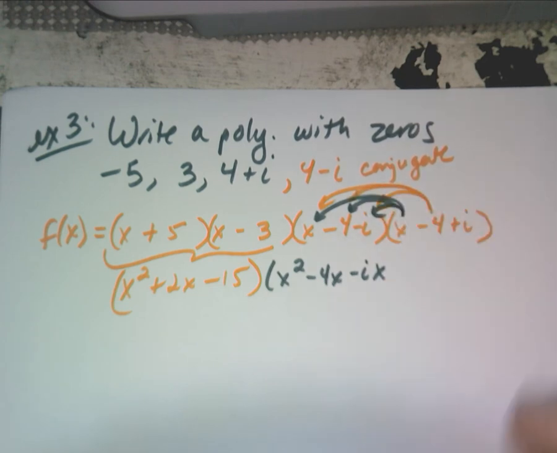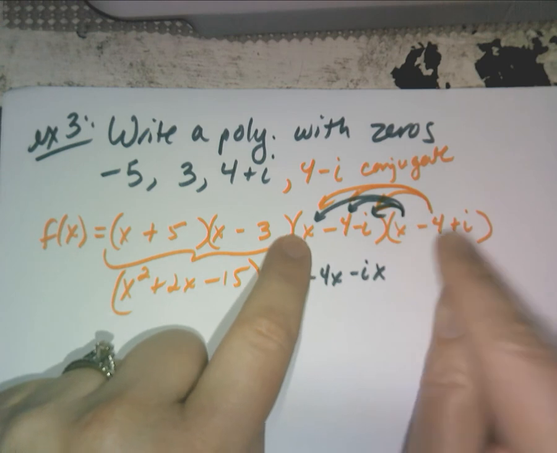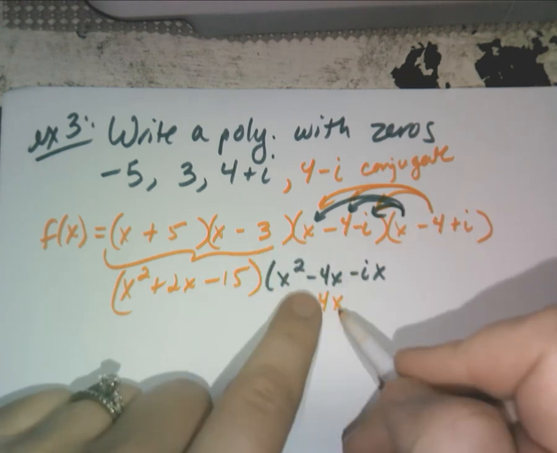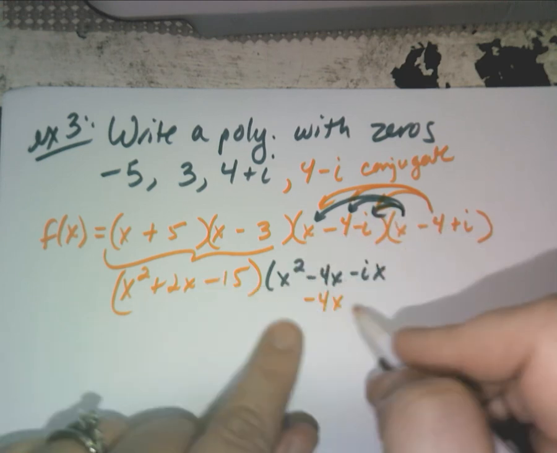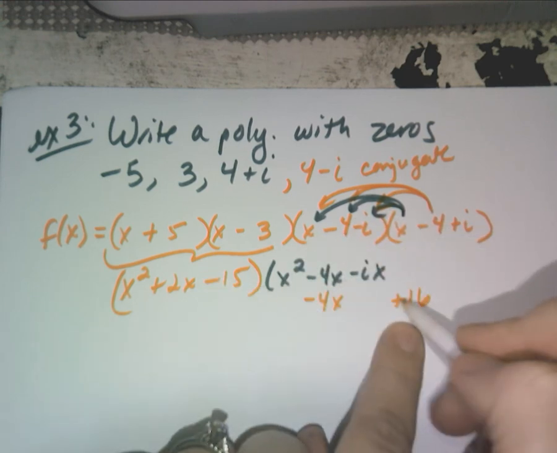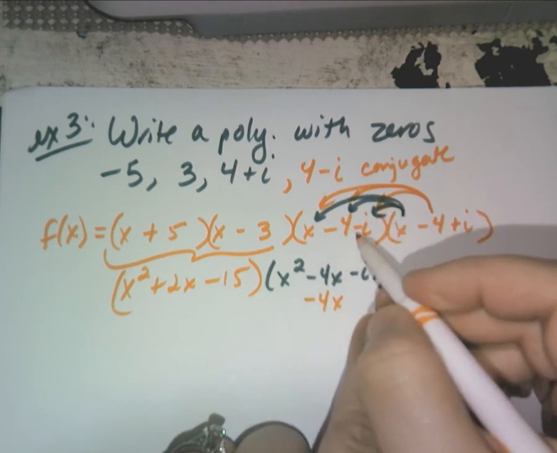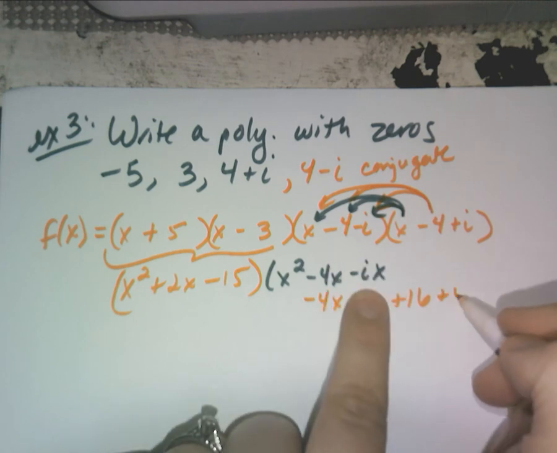But watch how I place these. -4 times x is what? I'm going to put it under here. There's a reason why, because I'm going to combine them in a minute. -4 times -4 is positive 16. Well, I don't have any number all by itself, so I'm just going to write positive 16 out here on the side. And then -4 times -i is positive 4i, not to be put with an ix, but positive 4i.